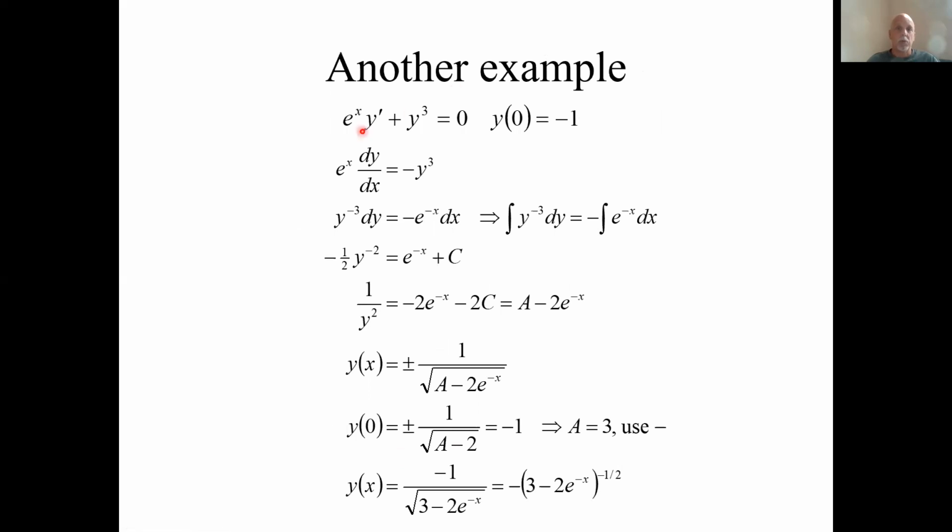But let's do another one where it's not a standard equation. Here's another first order equation, e to the x y prime plus y cubed equals 0. And we'll give this one a boundary condition. When x is 0, y is minus 1. So we start separating the variables. First, we express the y prime as dy dx. Start moving, let's see, we'll move the y stuff to the left, x stuff to the right. So here they are separated.